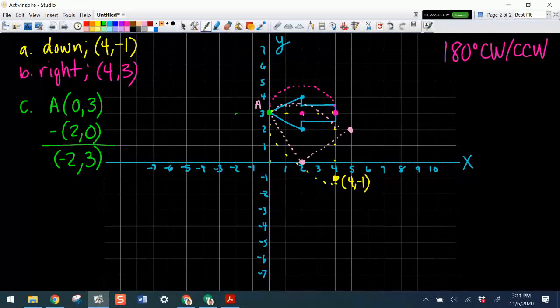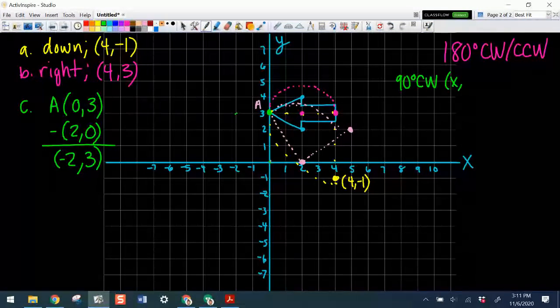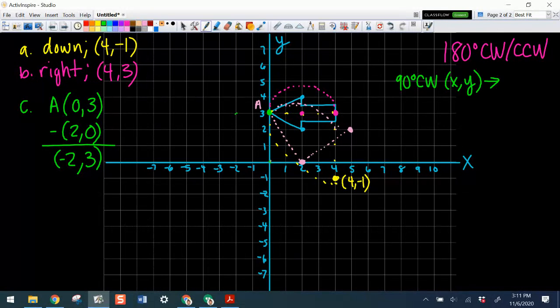The function for a 90 degrees clockwise rotation is every point goes to, we swap x and y and change the sign of the x, or the second number. That's the way I look at it. We swap x and y and then change the sign of the second number after we swap. So what we're going to do now is take the point negative 2, 3, and we're going to use that function to rotate it 90 degrees clockwise.